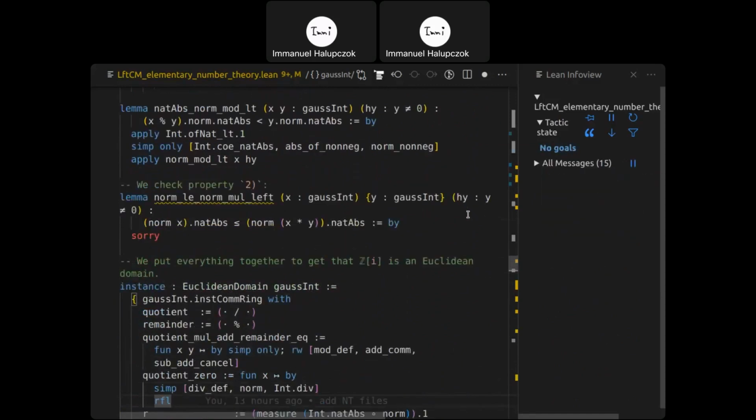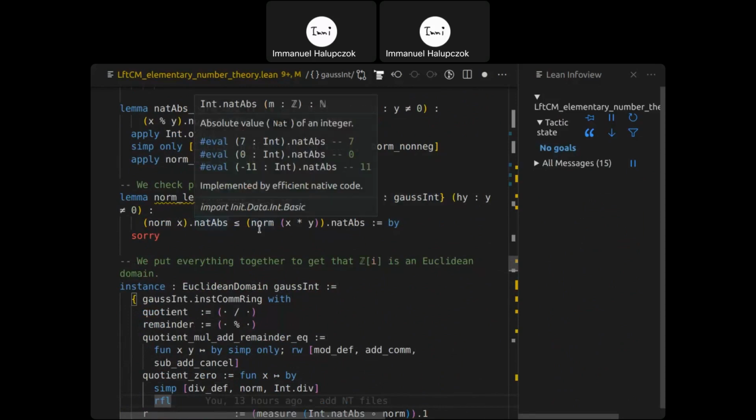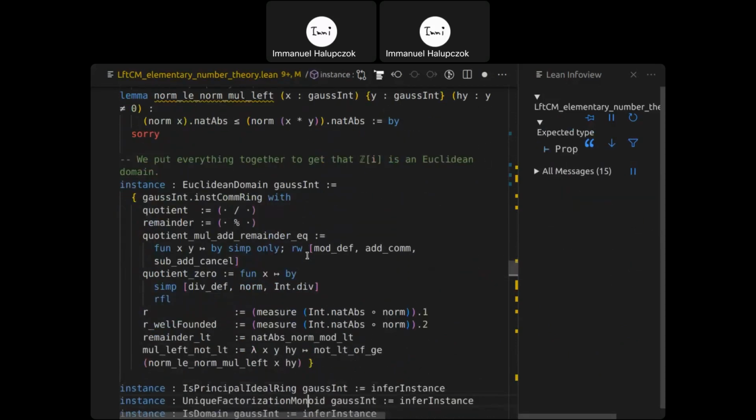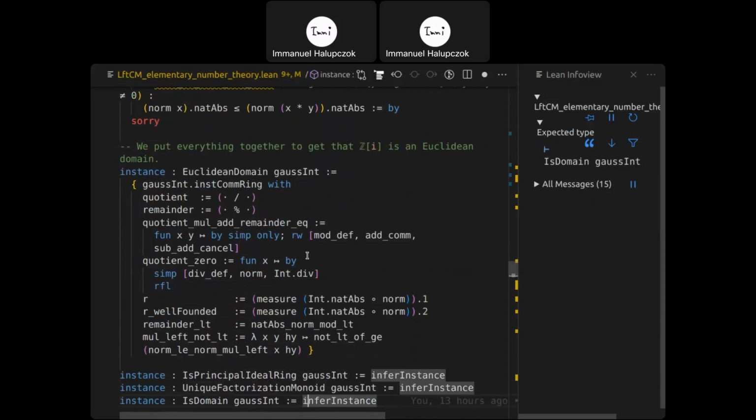And then property 2, this one I left as an exercise, is proving that whenever you have an element x and a non-zero Gaussian integer y, then the norm of x is less than or equal to the norm of the product. Okay, now once we have all of this, we can get the Euclidean domain instance.